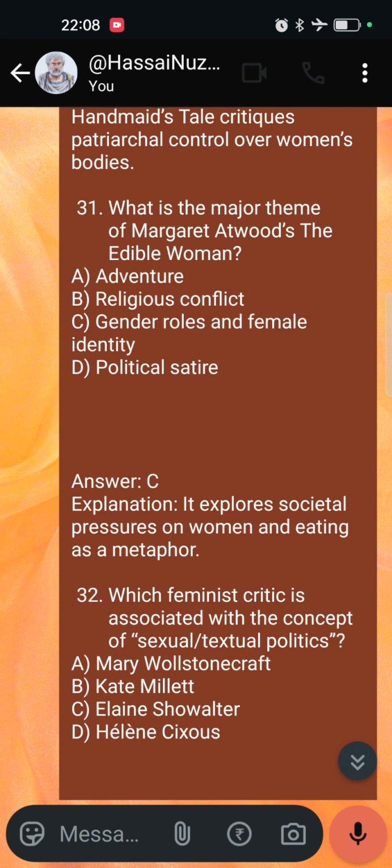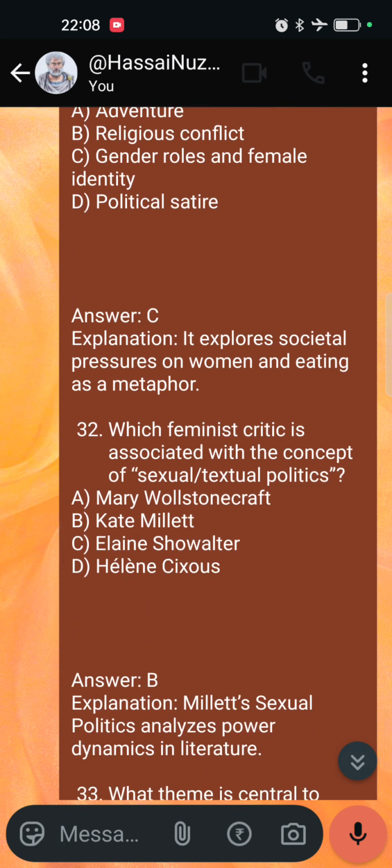32nd question. Which feminist critic is associated with the concept of sexual textual politics? Answer is B. Kate Millett. Millett's Sexual Politics analyzes power dynamics in literature.